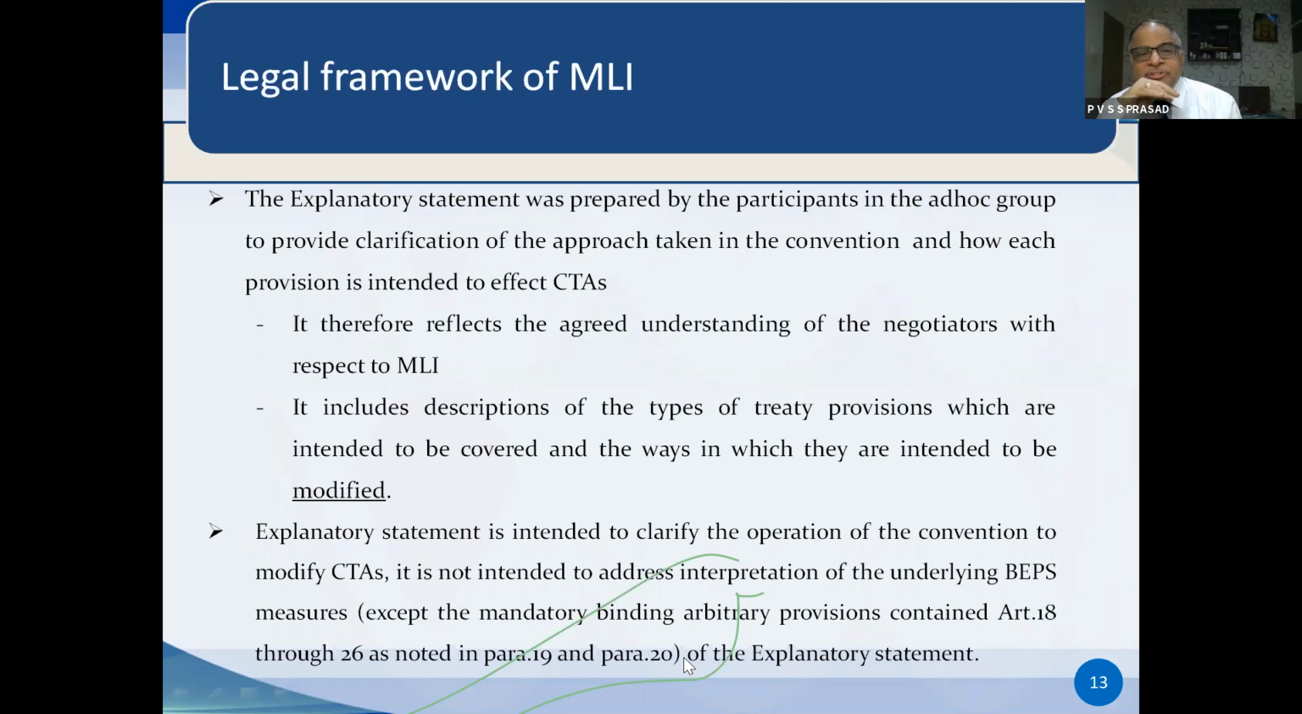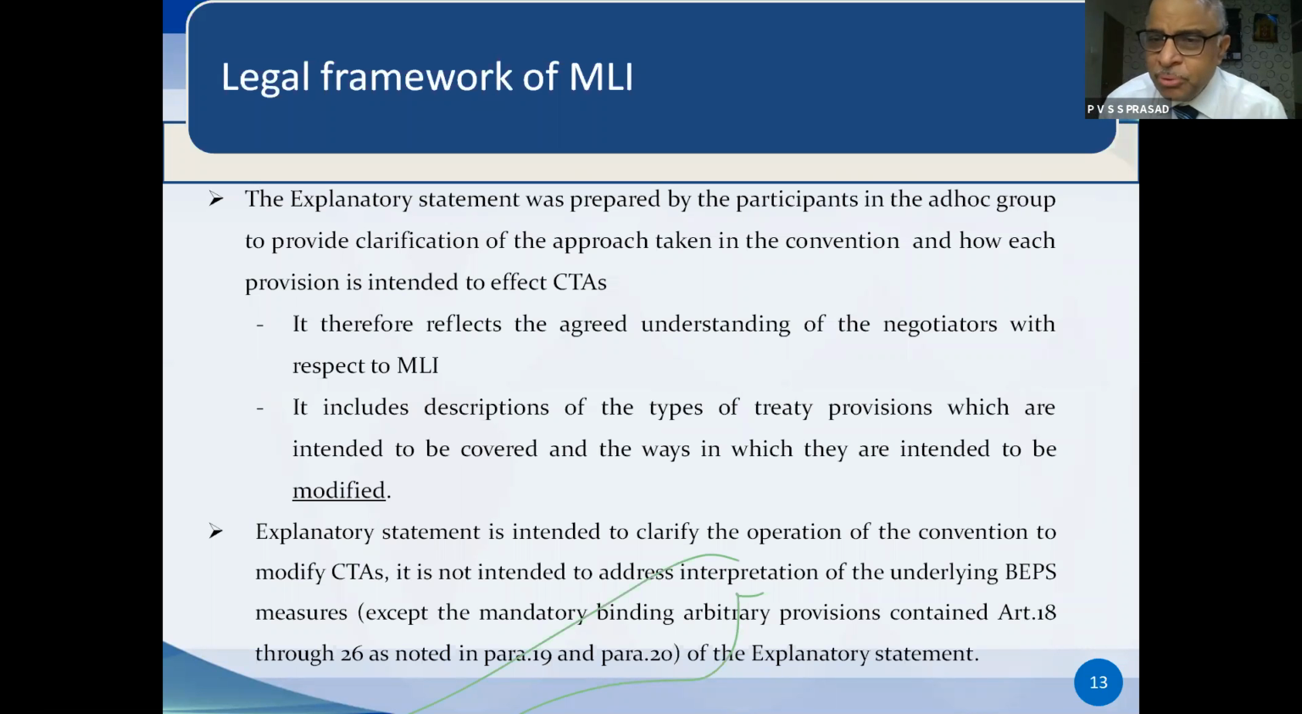And then the explanatory statement was prepared by the participants. There is an explanatory statement that is also there along with the MLI. The MLI text you can download from the OECD website, and the same way you can download the explanatory statement. The explanatory statement covers the more than 30 articles in the MLI, and it gives the background of each article and the understanding of all the inclusive framework participants of this MLI agenda. What they have understood about each and every article is explained.